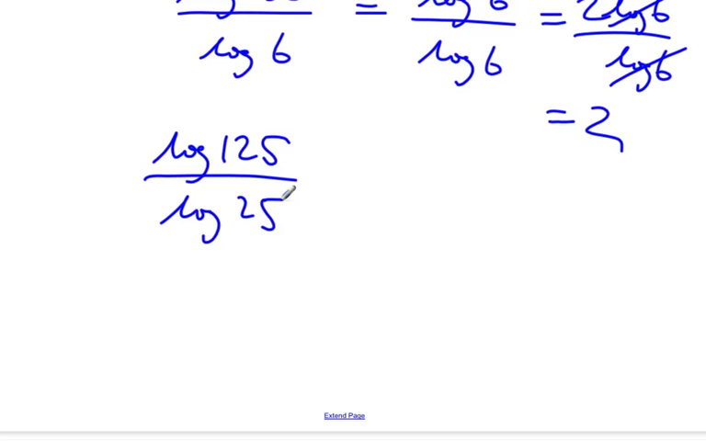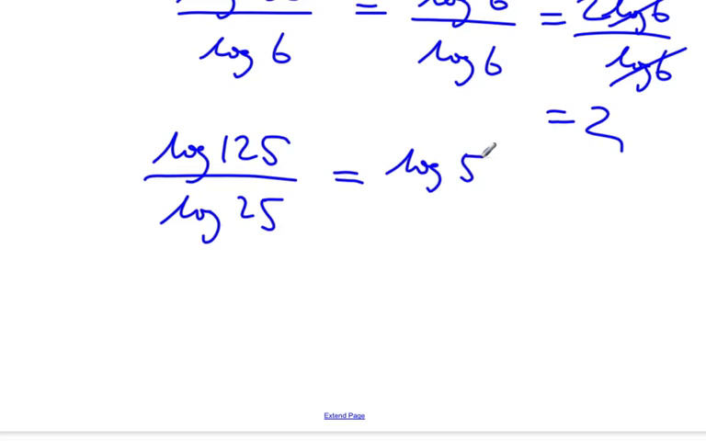Log 125 over log 25. What do you think is common to those guys? Okay, what's even more straightforward than 25? Because 25, I mean, sorry, 5 is better. So log 125 is, okay, forget about the log part. 125 is 5 to the power of what? 5 cubed.